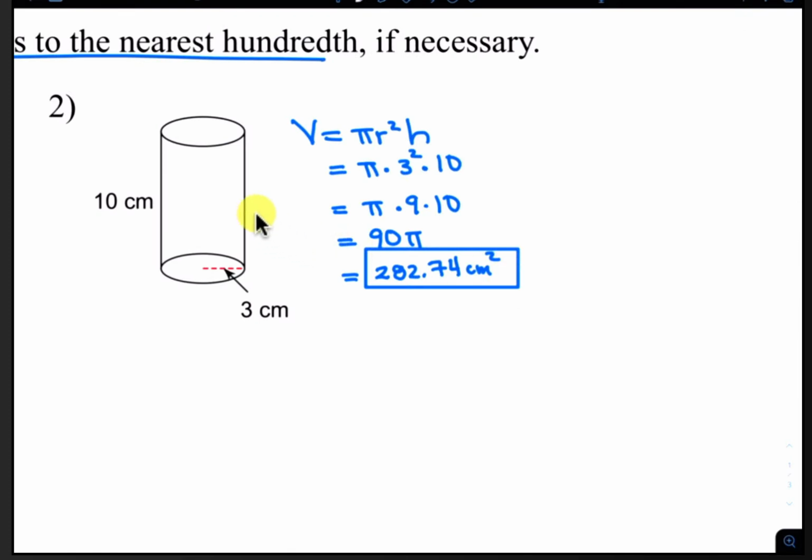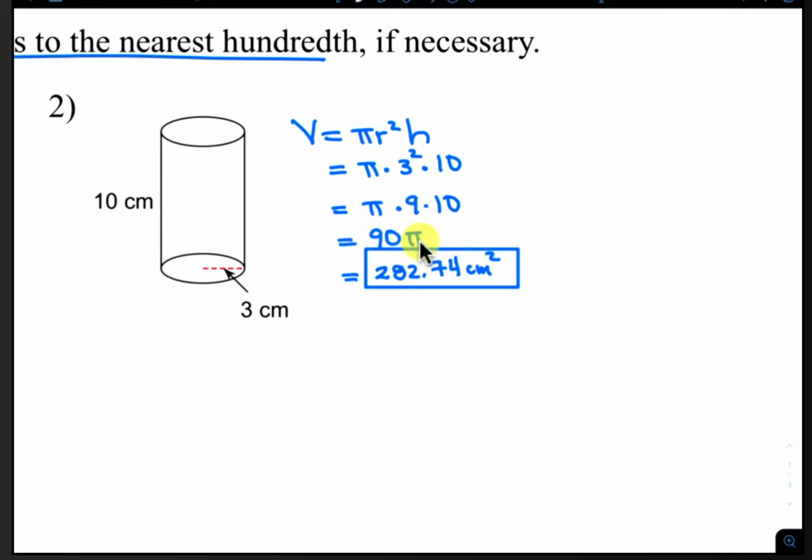Number 2, we want to find the volume of this cylinder. The formula is volume is pi times r squared times h. R, of course, is the radius. In this problem, the radius is 3, and the height is 10. So the volume is pi times 3 squared times 10. 3 squared is 9. 9 times 10 is 90. So we have our volume is 90 pi.